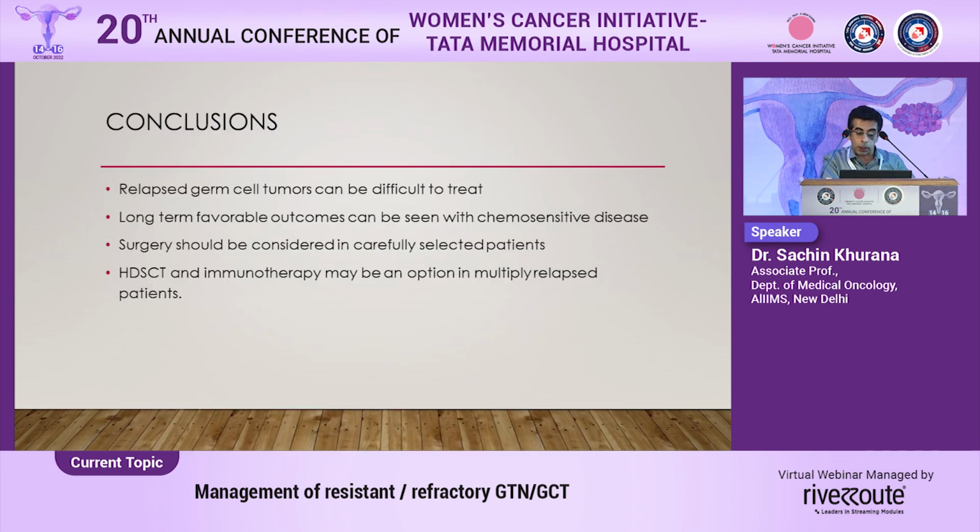So, to conclude, relapsed germ cell tumors can be difficult to treat, but long-term favorable outcomes can be seen with chemosensitive disease. Surgery should be considered in carefully selected patients, especially where it is resectable disease and you can achieve an R0 resection. And stem cell transplantation and immunotherapy may be an option in multiply relapsed patients.